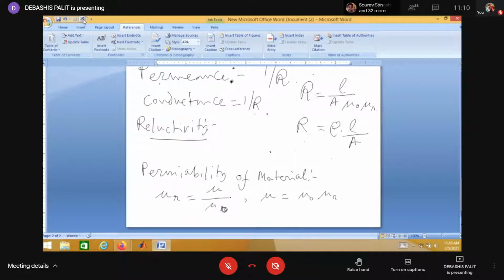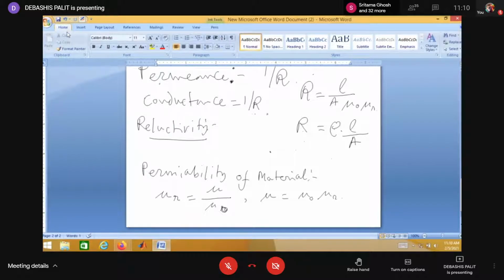Now we can compare the electric circuit and magnetic circuit.